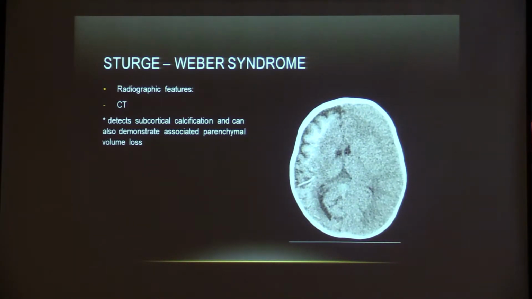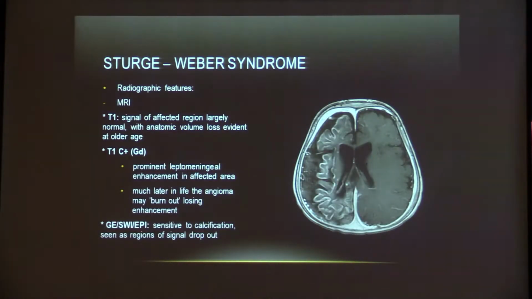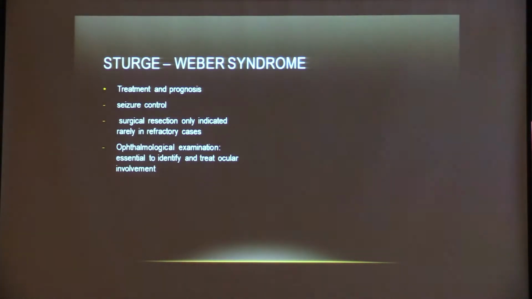On the CT, we can detect subcortical calcification, and it can also demonstrate associated parenchymal volume loss. On MRI, we can see on the T1 sequences with gadolinium a prominent leptomeningeal enhancement in the affected area. Much later in life, the angioma may burn out and lose its enhancement. And of course, the T2 star sequences are sensitive to calcification and are seen as regions of signal dropout.